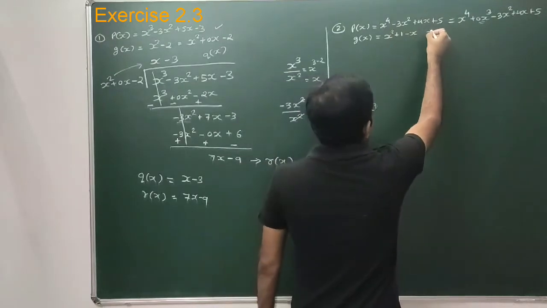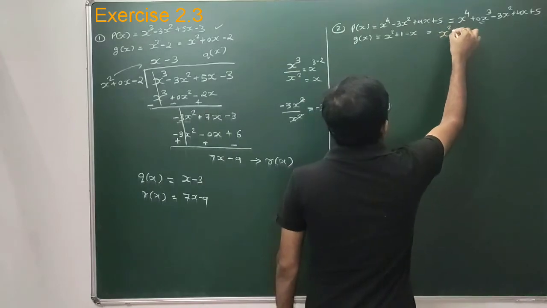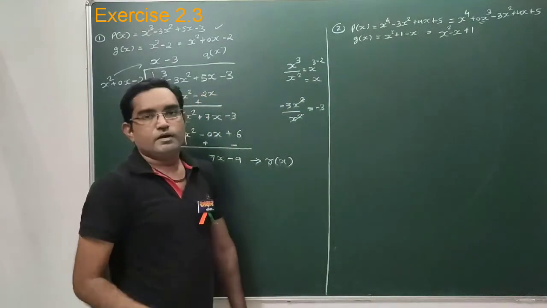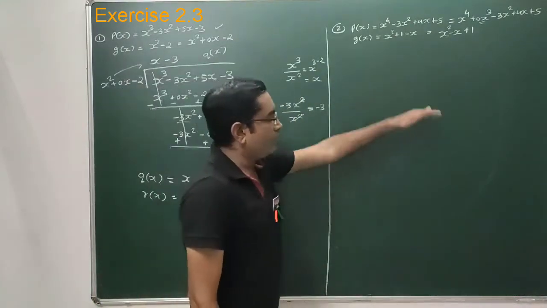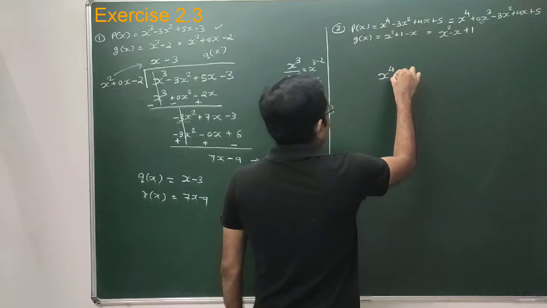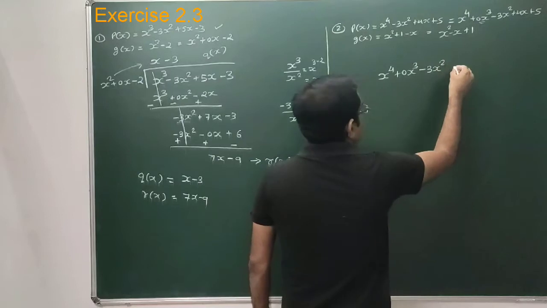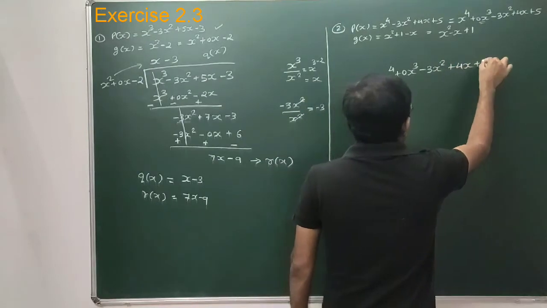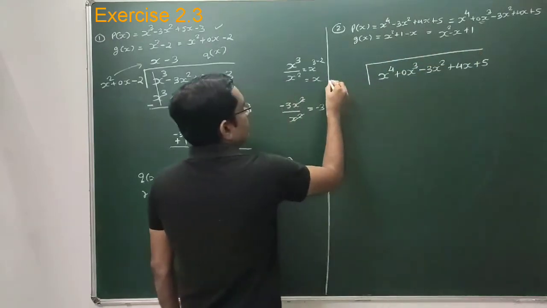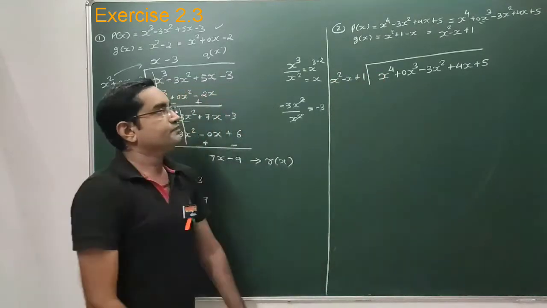Here all terms are present, but they are not in sequence. So we have to rearrange these terms, powers of variable x in decreasing order. So x square minus x plus 1 is our divisor polynomial. Done? Now we are talking about long division. So for long division, you have to write x raised to 4 plus 0x cube minus 3x square plus 4x plus 5, and divide this one with x square minus x plus 1.